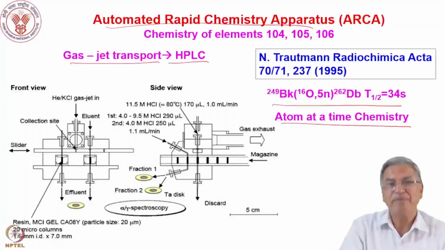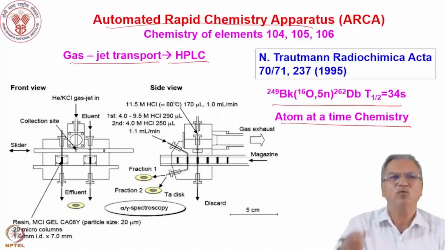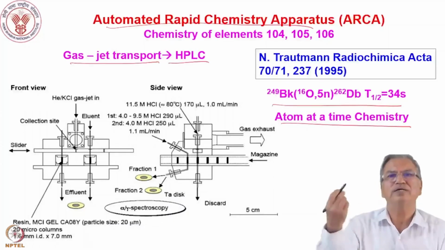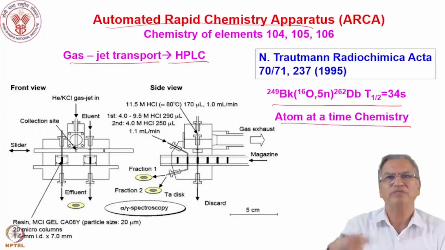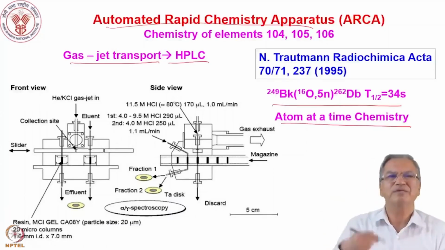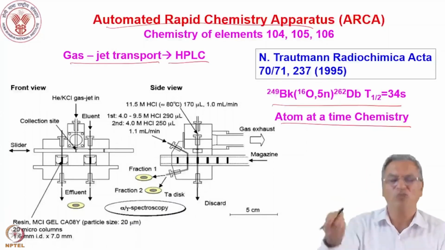Atom-at-a-time chemistry means that at a time only one atom is formed. So you do thousands of chemistries, repeating the separation a large number of times, and that is how you study the chemistry of this element. Thermodynamic quantities of heavy elements are determined by doing the chemistry 1,000 times, with only one atom at a time.